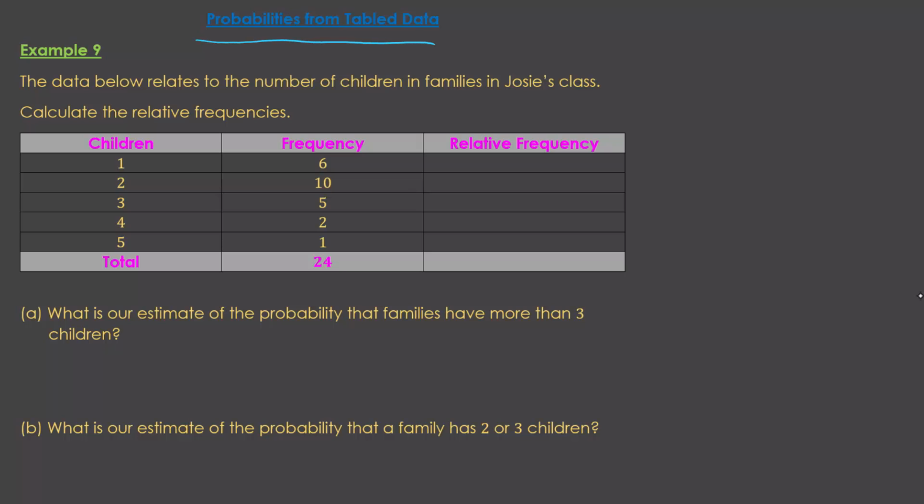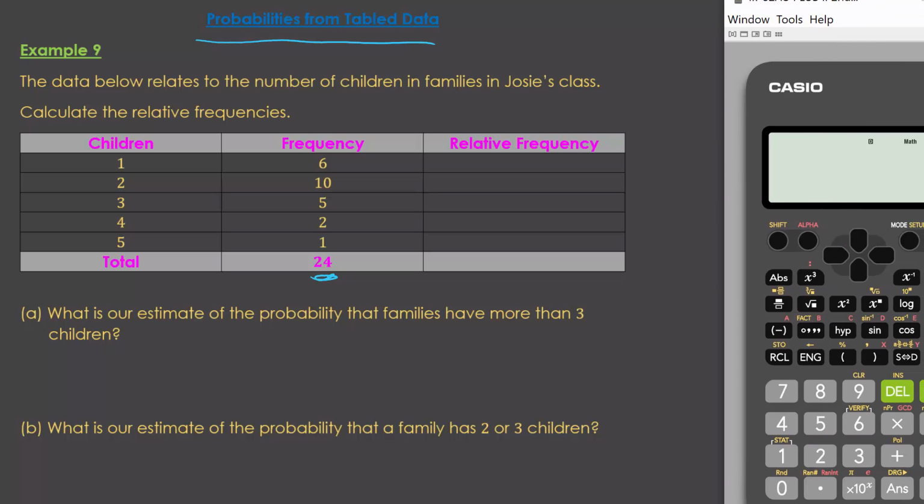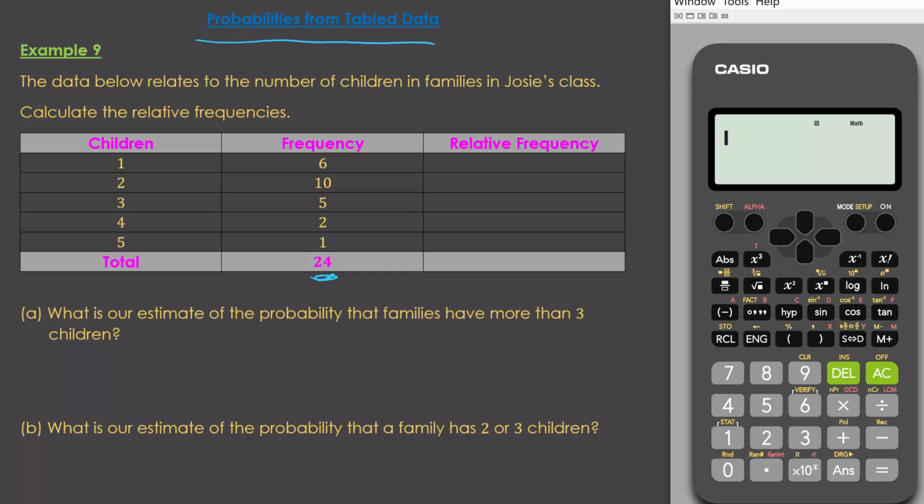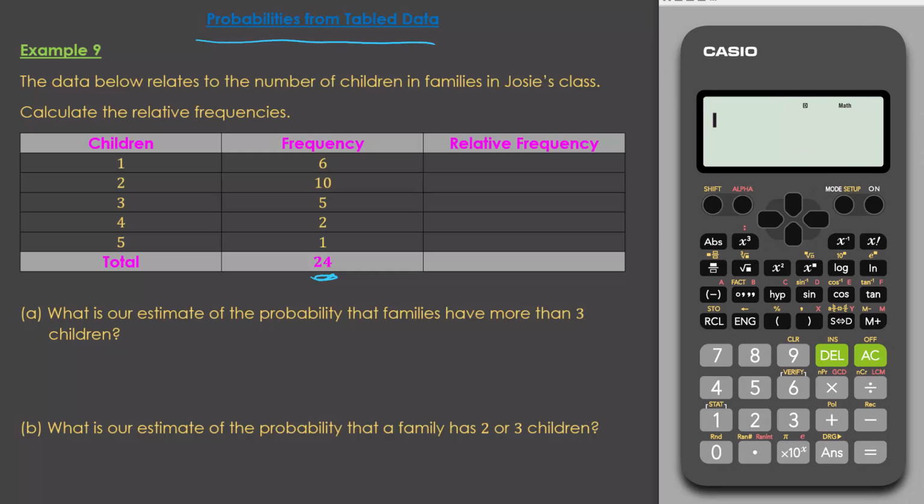Probabilities from table data. The data below relates to the number of children in families in Josie's class. Calculate the relative frequencies. So we can see that there are 24 students in the class. So what we mean by relative frequency is, if we look at one child, there are 6 of those out of the 24.